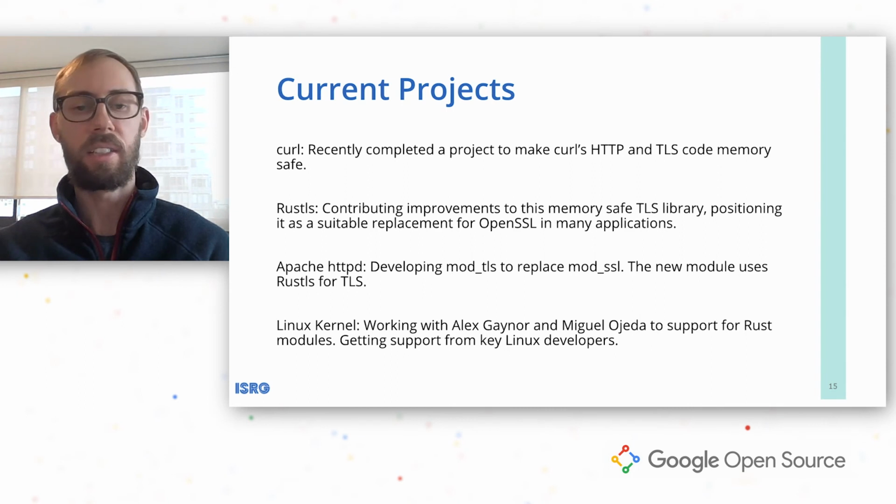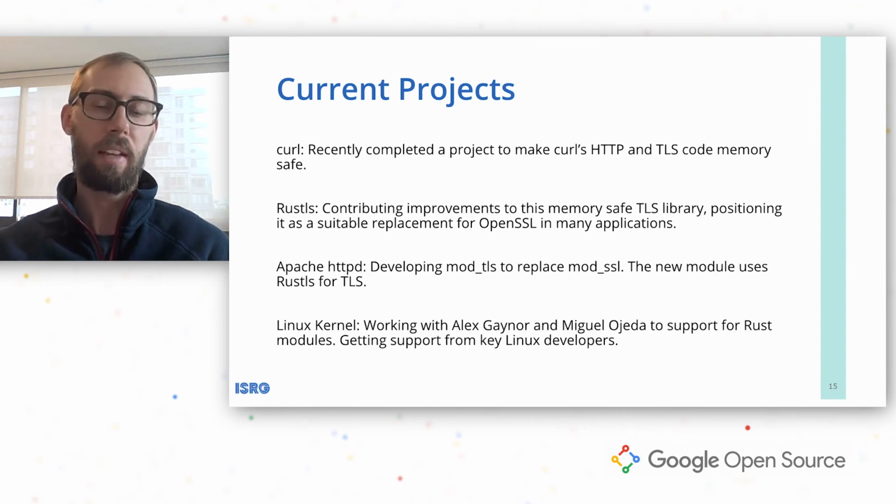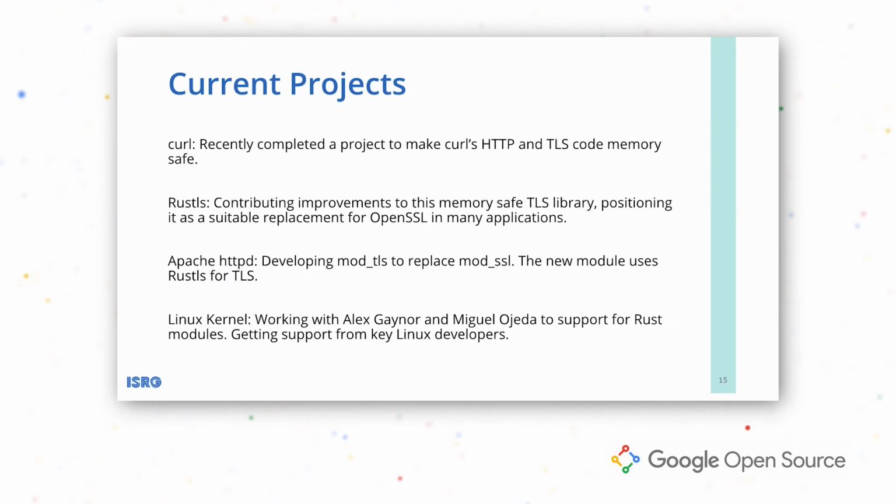The next thing on the list here is a perfect example of that. So Apache's HTTPD is a really popular web server, and it has a module called mod_ssl that provides TLS services to the web server. So we're working on a replacement module for mod_ssl, and we call it mod_tls. And the new module uses Rustls for TLS. So when you switch to mod_tls, you get a bit more modernized TLS module that uses a largely memory-safe TLS backend.